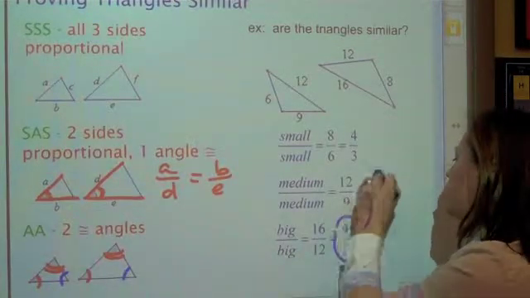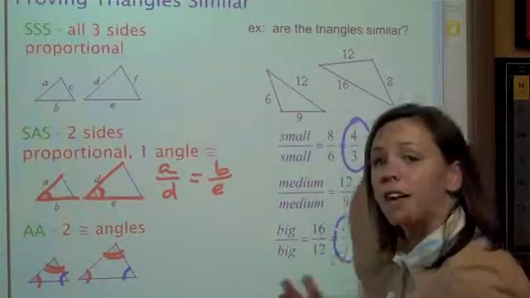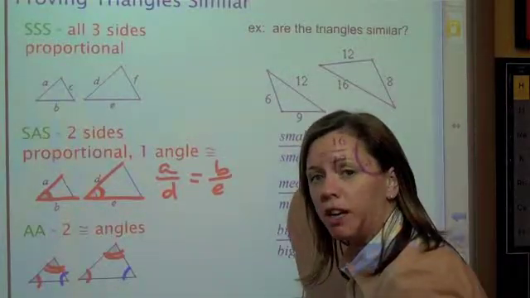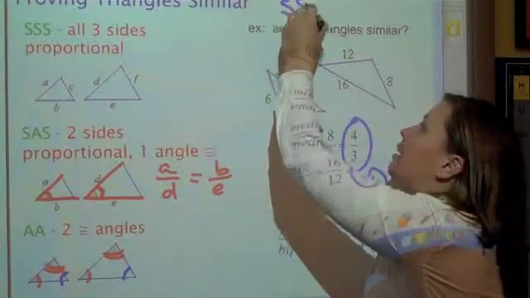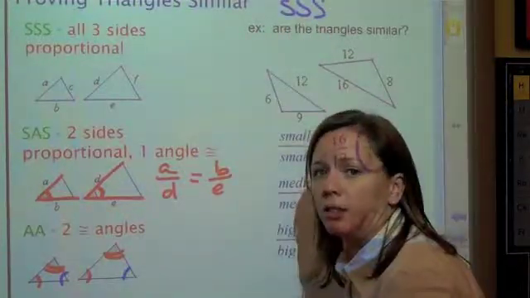Since all 3 of these ratios are the same, we can say that all of the sides are proportional. The triangles would be similar by side, side, side similarity.